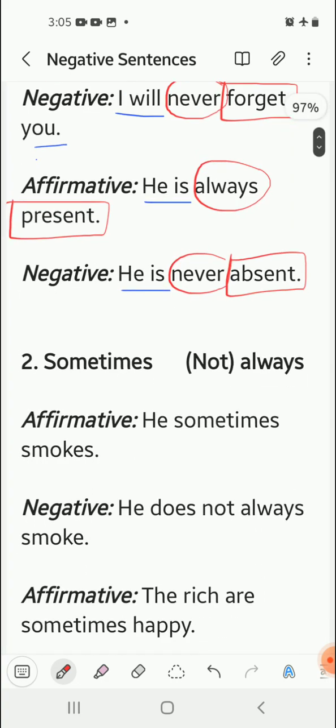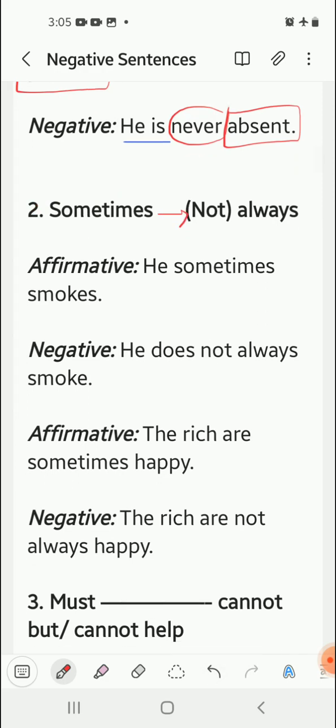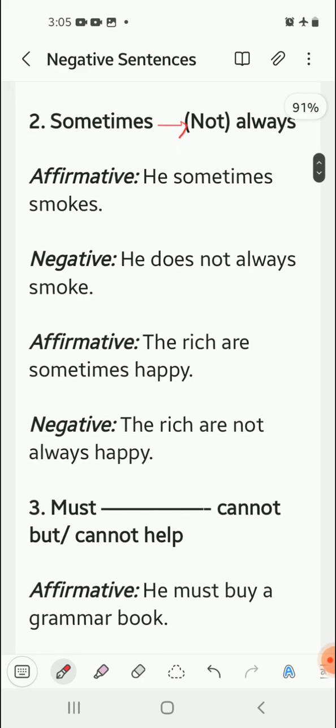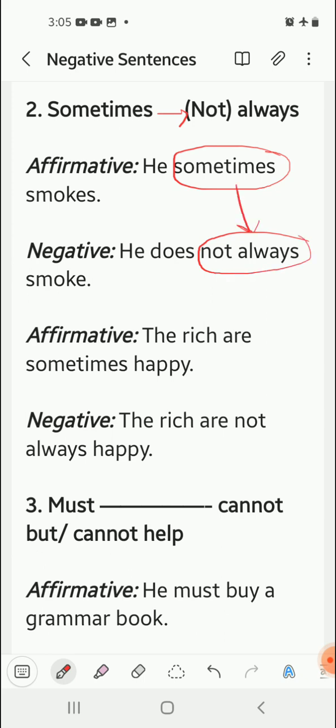Next rule, that is rule number 2. It says that if we come across the word sometimes in an affirmative sentence, then it will get changed to not always. So this is our rule number 2. Let's understand with the help of an example. Affirmative: he sometimes smokes. So sometimes will get changed to not always. Replace sometimes with not always.